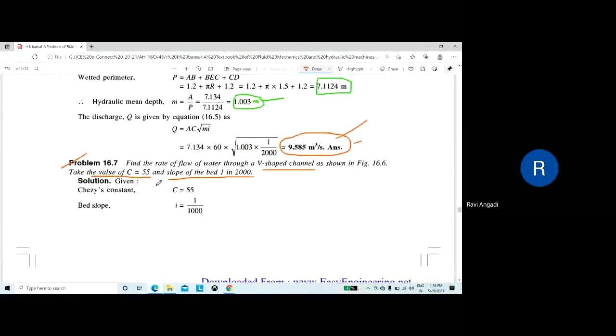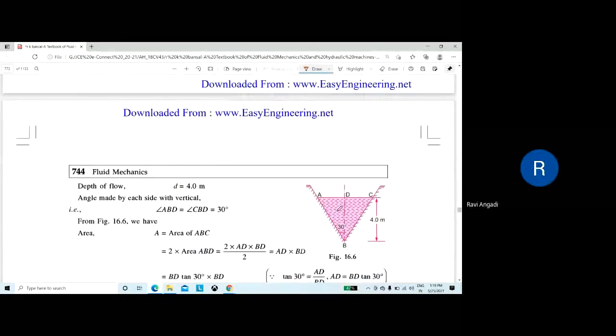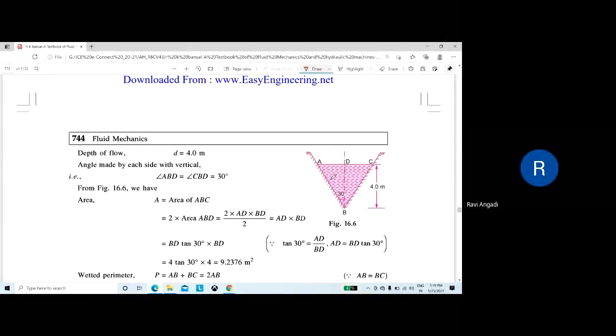Are you taking this problem, all of you? Find the rate of flow of water through a V-shaped channel section. Take the value of C as 55. Slope of the bed is 1 in 2000. Have you taken this one? Is it over? No, sir. Yes, sir. Okay, then take this figure, this V shape. This is the problem they are asking.